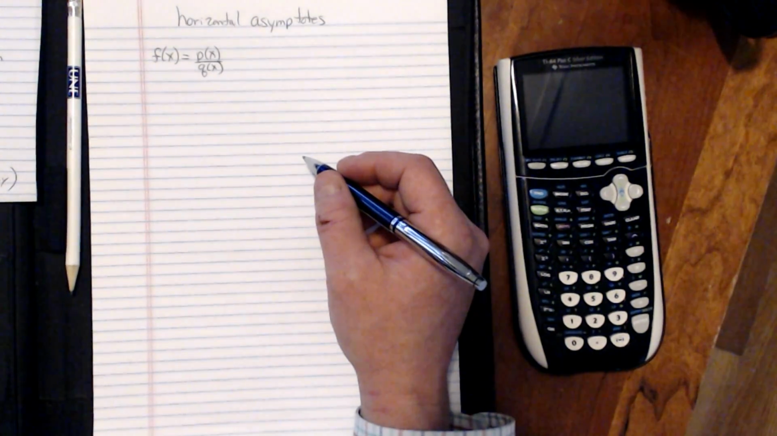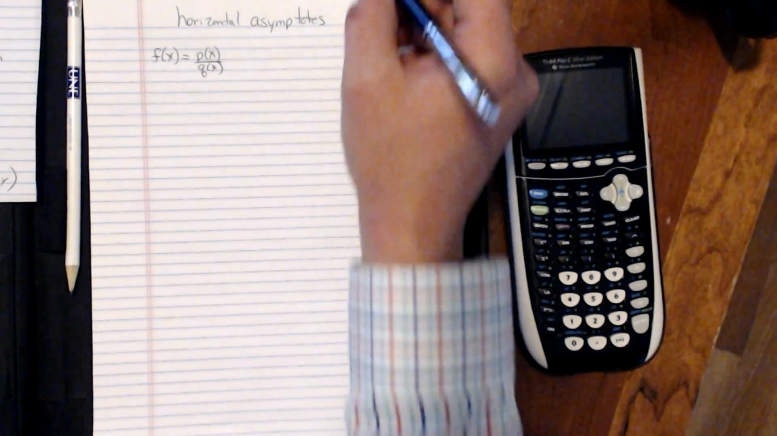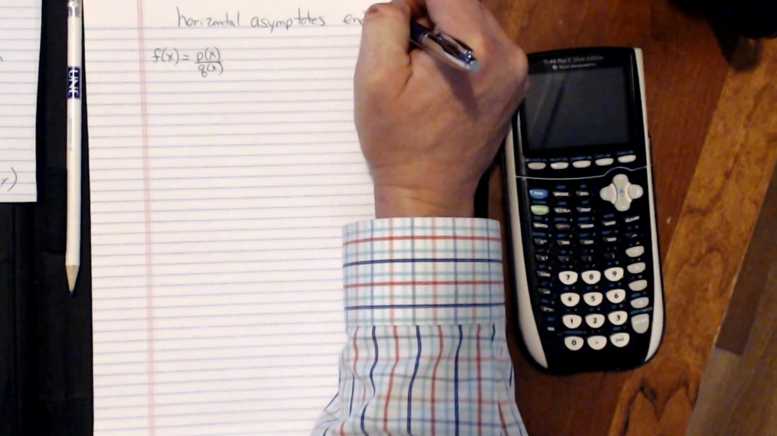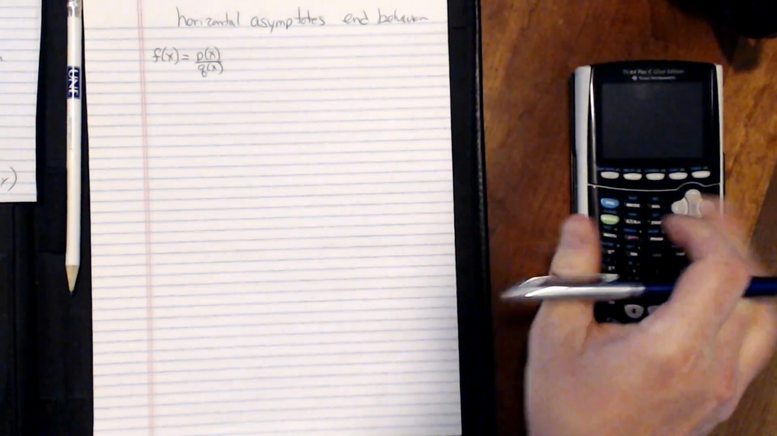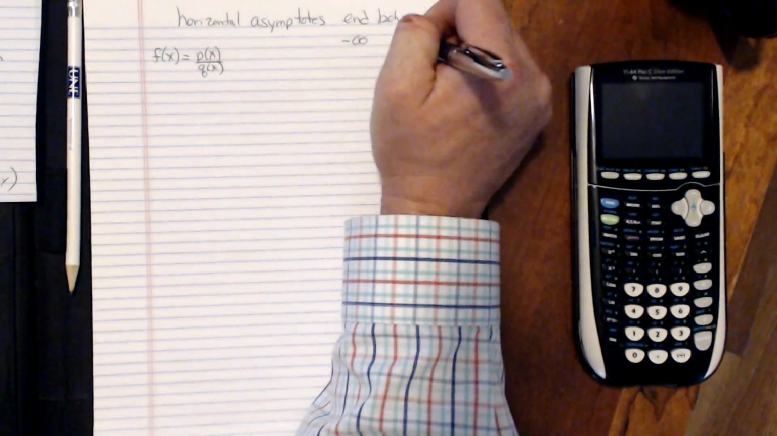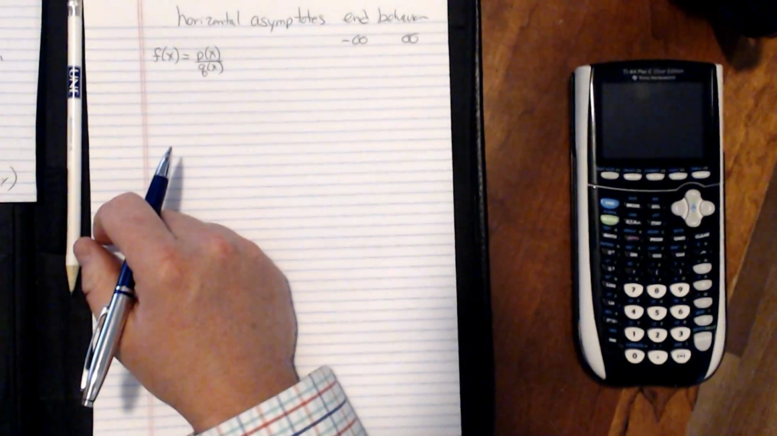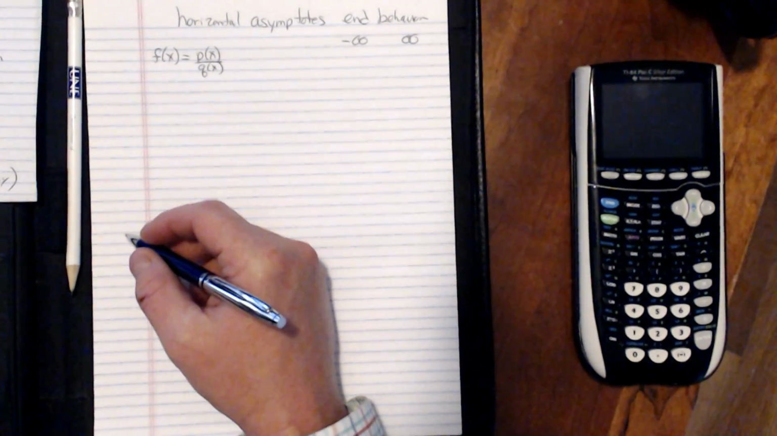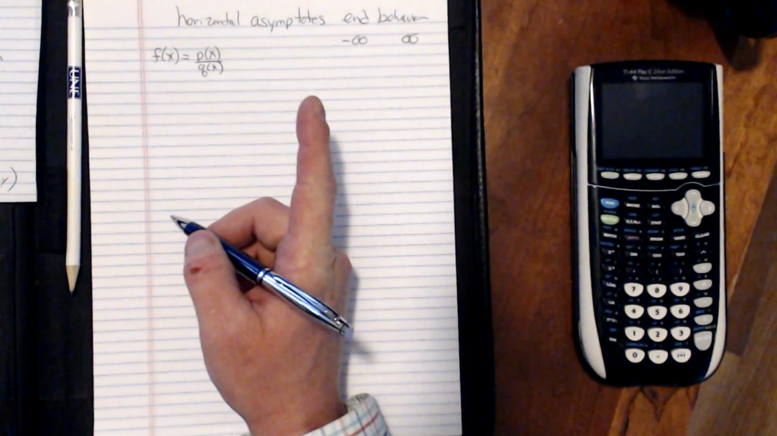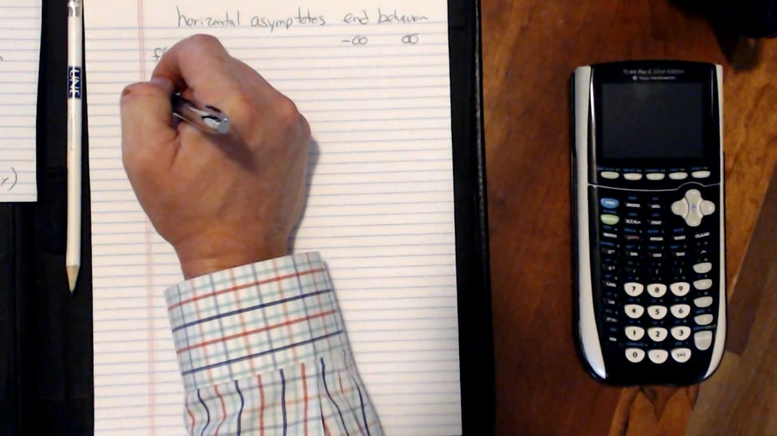Let's take a quick look at horizontal asymptotes. This is basically the end behavior of our function as it goes to negative infinity and positive infinity. So as we look at our graph, what's happening on the extremes at positive and negative infinity. There are three different things that can happen.